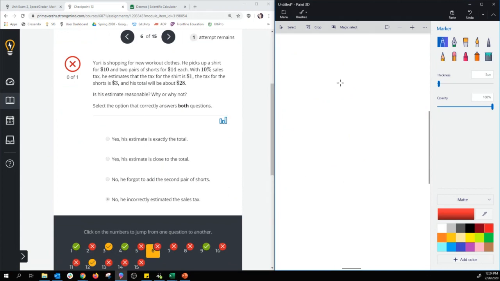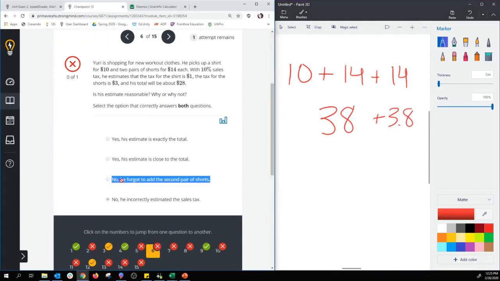So he buys one shirt for $10 and two pairs of shorts for $14. Okay. And if I were to add up all of these together, 10 plus 14 plus 14 gives me 38, right? And he has to pay 10% sales tax, right? So I need to add in $3.80, which is what 10% of 38 is. So no, his estimate is not reasonable, probably because he forgot to remember his second pair of shorts, just like Kira said. So no, he just forgot to add in the second pair of shorts.